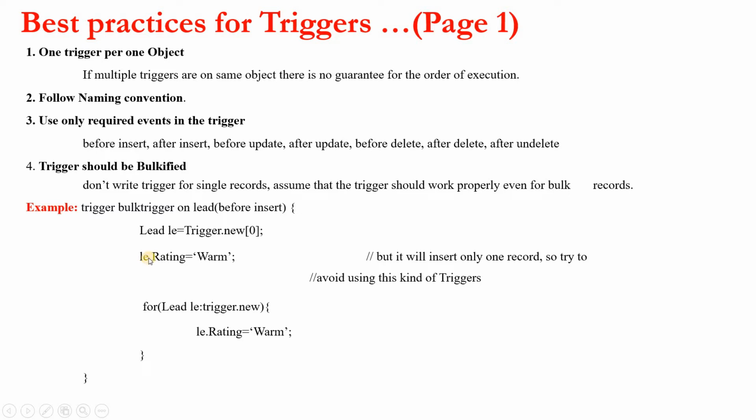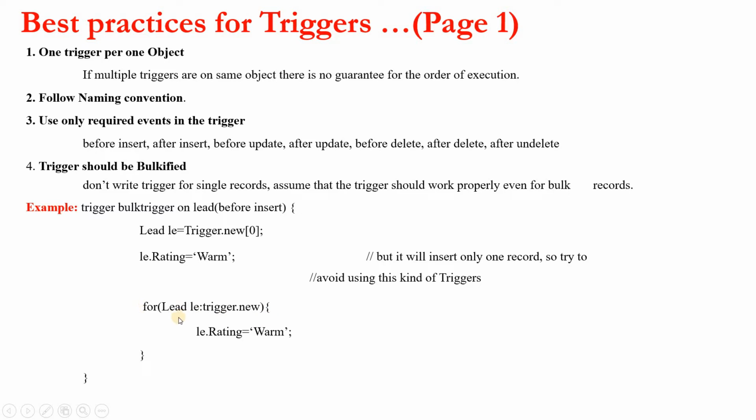At that time, le.Rating = 1. That means this trigger works for only one record, the first record. This trigger works, but only for one record. So try to avoid this kind of trigger. Use this kind of trigger instead.